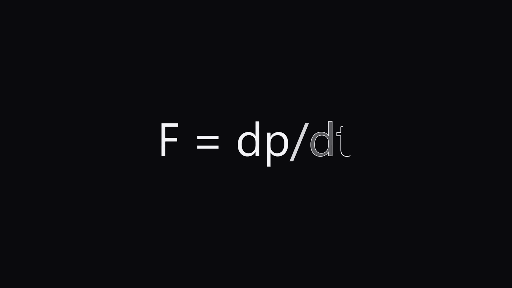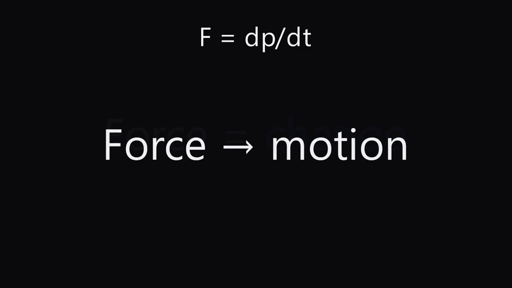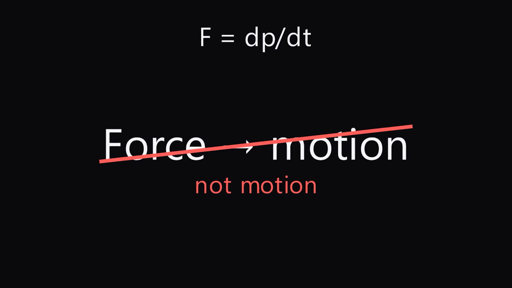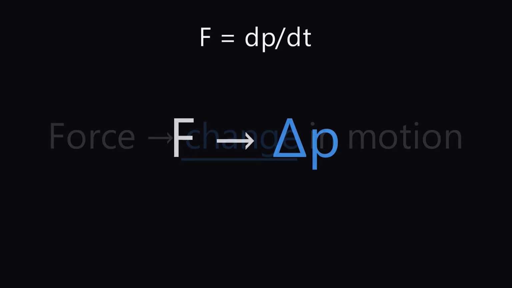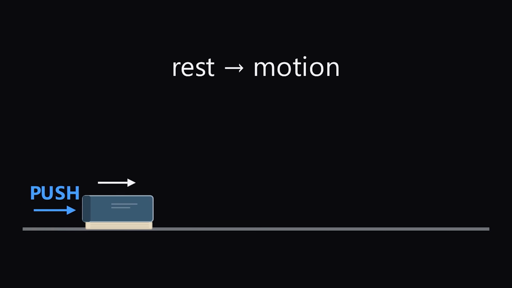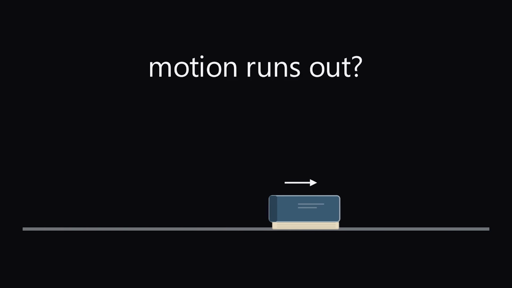This definition sounds technical, but the central idea is simple. Force is not the reason an object has motion. It is the reason its motion changes. A push does not explain why motion can exist. It explains why the book changes from resting to moving. And the book does not stop because motion naturally runs out. It stops because another interaction acts on it.